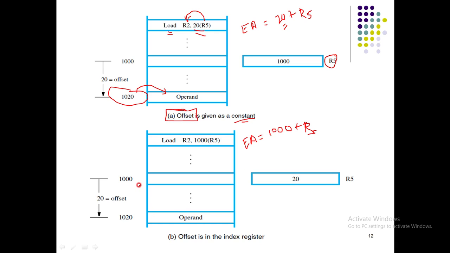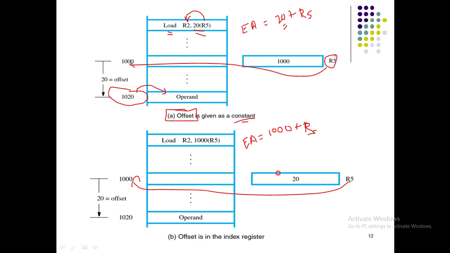What is R5? R5 is again at the same memory location, 1000. See, observe here. R5 is again in the 1000 memory location, right? Only small changes. What now?